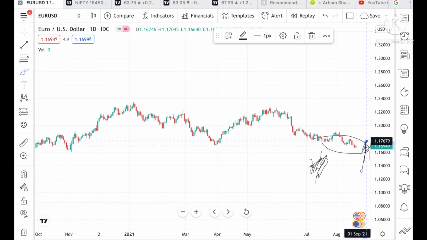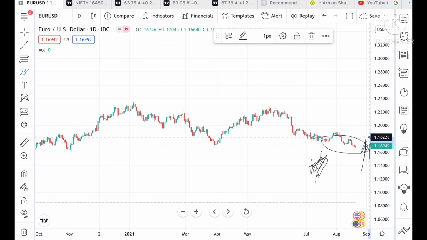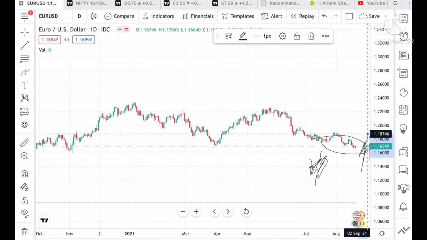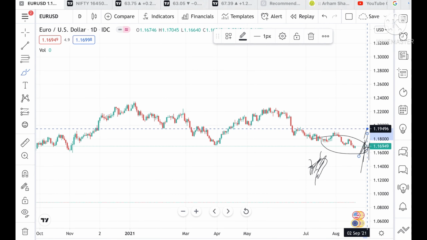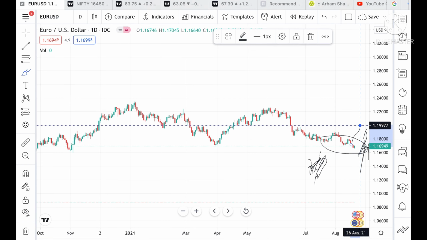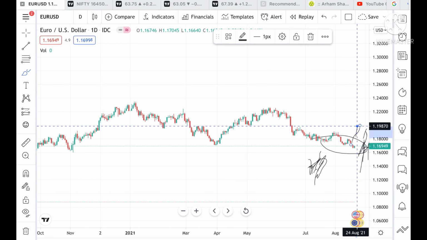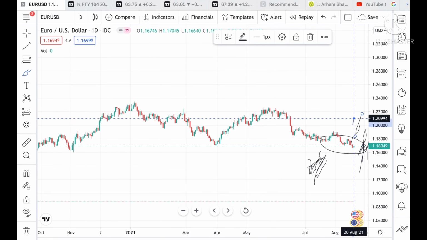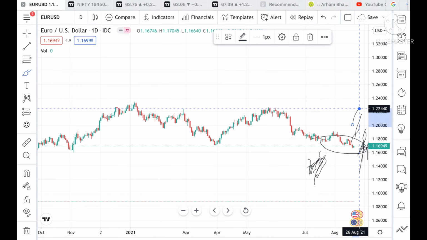Suppose if this goes above a level of 1.17, then we can see that it can touch a level of 1.17675 and from there a level of 1.18228. Suppose if this level sustains upside, then we can see further upside to a level of 1.180800 and from there 1.19228, and from there 1.19977. Then further on the upper side, we can see a level of 1.21744 and then 1.22440.